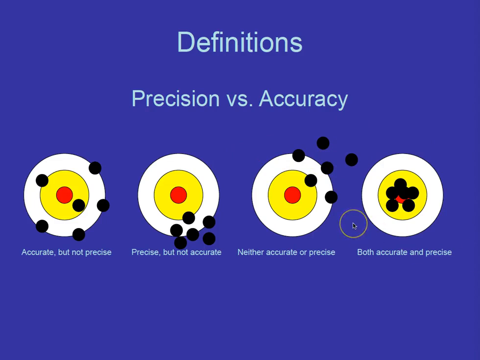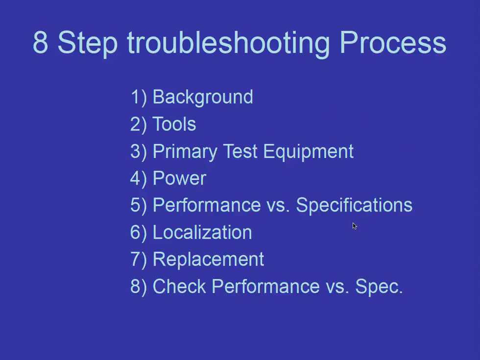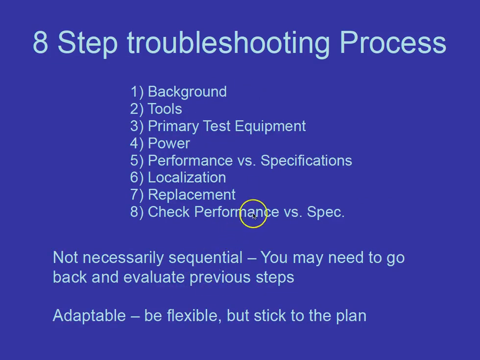So now we are going to switch to the steps for troubleshooting a circuit. There are 8 steps. First is the background, then tools, then primary test equipment, power, performance versus specifications, localization, replacement, and check performance versus specification. So these are the 8 steps in troubleshooting electronic circuits, and we are going to get into detail on each of them. Let's see the next slide.